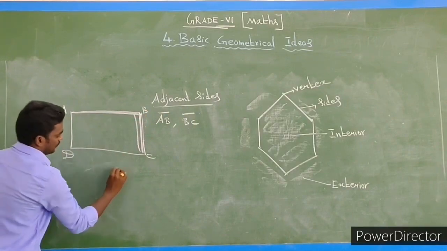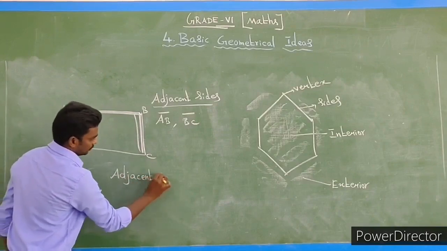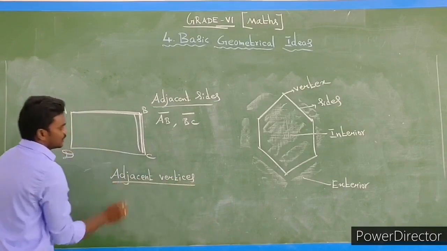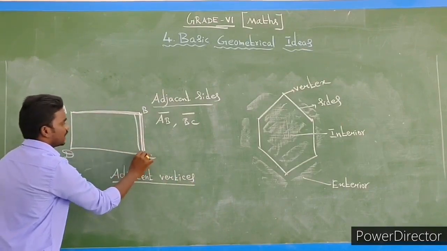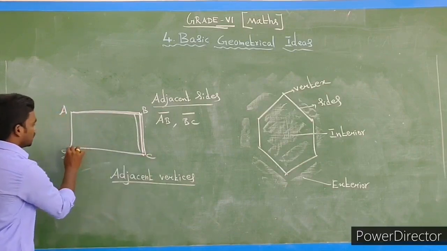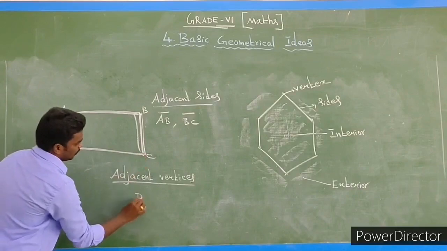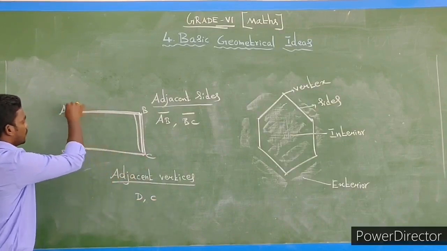So what are adjacent vertices? Adjacent vertices means the points lying on the same line segment. Consider this line segment BC. Which points lie on BC? The points B and C. They are called adjacent vertices. Any other two adjacent vertices?